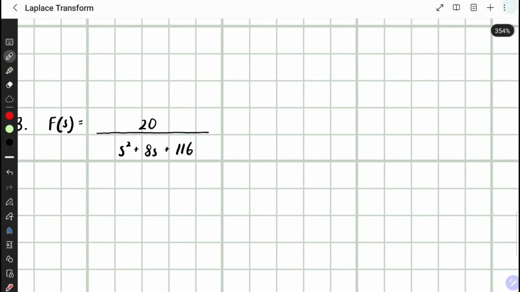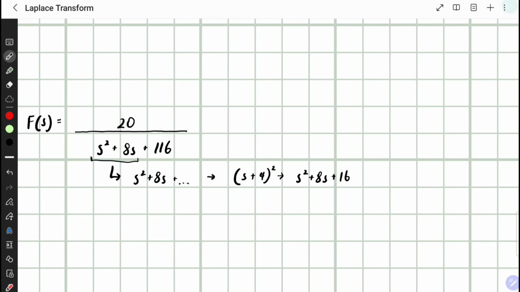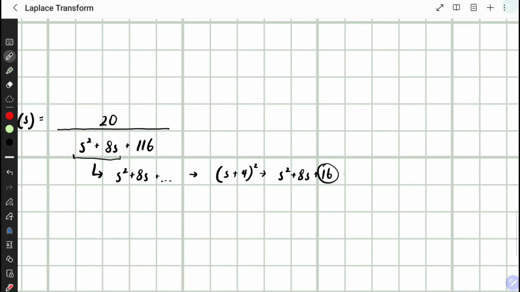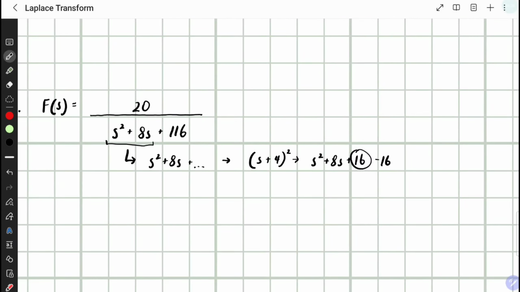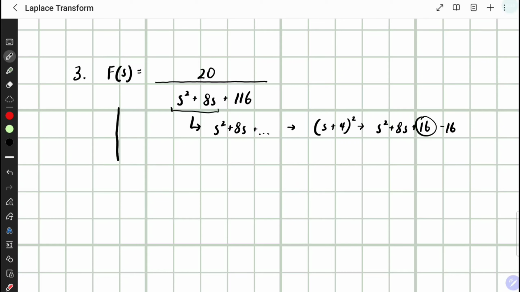So we'll focus on this one first here. If you want to get an 8s in this second order, you probably have to add something, has to be a 4 in here. Just to double check, that's s squared plus 8s plus 16. Factor it all out. Since this 16 was not in the original statement, we can just subtract 16 so that it cancels out. So we can rewrite this.